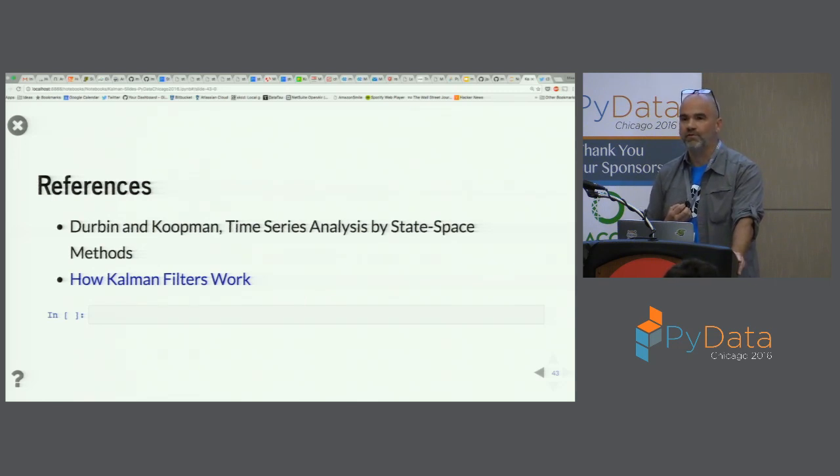It's very, very complicated and lengthy post, but it covers everything from particle filters to the basic Kalman filter. And if you can work through it, it's a really, really good piece of work. That's it for me.